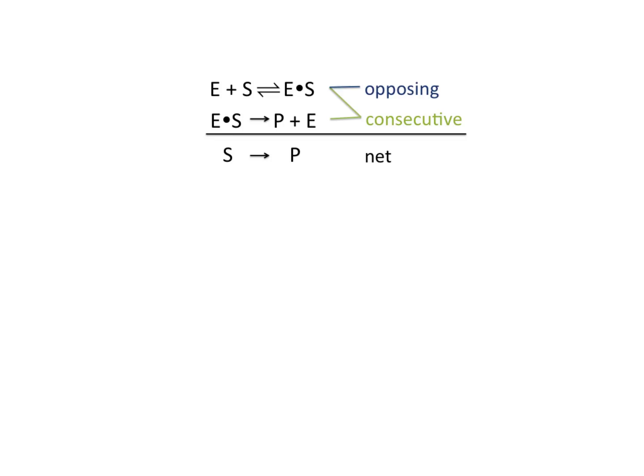Most mechanisms can be broken down into three different types of reactions. Opposing reactions, or equilibrium reactions, in which the forward reaction and the reverse reaction are important. Consecutive reactions, in which an intermediate is made in one reaction and then used up in a following reaction. The third type of reaction is illustrated when we have an inhibitor in addition to the substrate.